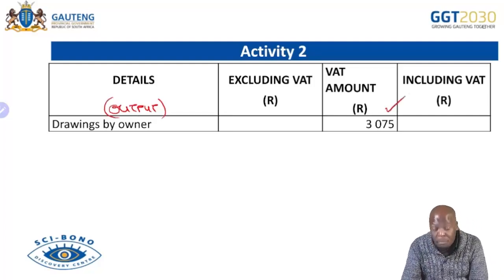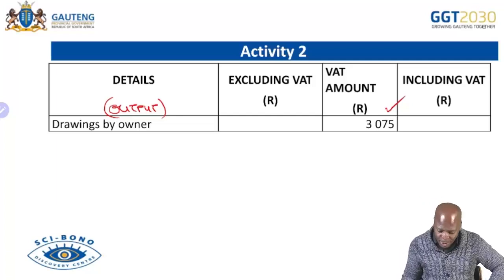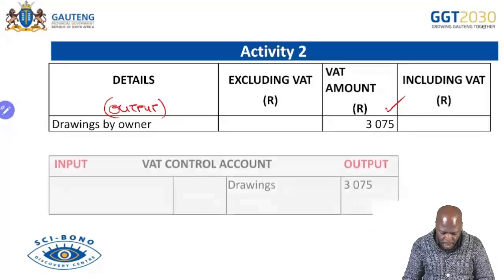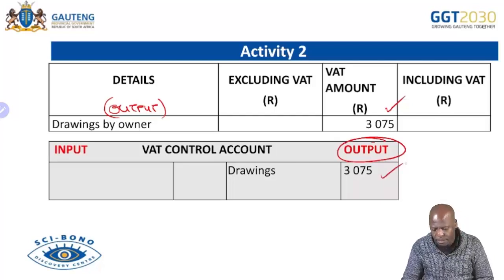Oh, this one is easy, because they gave us the VAT. What should we calculate? Nothing, because the VAT amount has been given already. So I don't calculate anything. Drawings by the owner. Okay, so let's quickly go and see how this should appear. This is how it should appear. Drawings, output. Here's my output, and my drawings is 3,075.